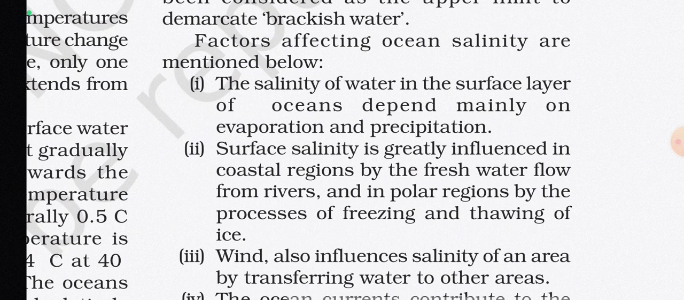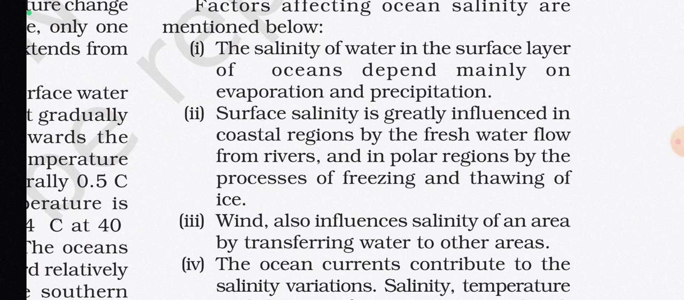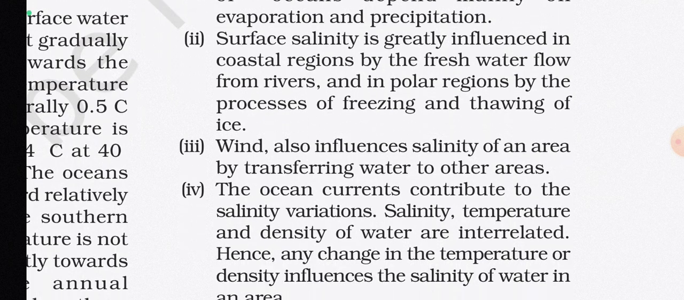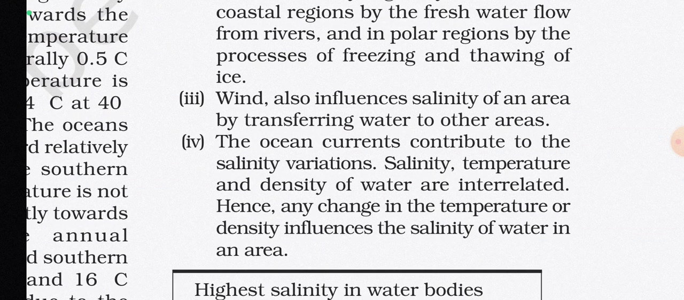Factors affecting ocean salinity are mentioned below. The salinity of water in the surface layer of oceans depends mainly on evaporation and precipitation. Surface salinity is greatly influenced in coastal regions by the fresh water flow from rivers, and in polar regions by the process of freezing and thawing of ice. Wind also influences salinity of an area by transferring water to other areas.